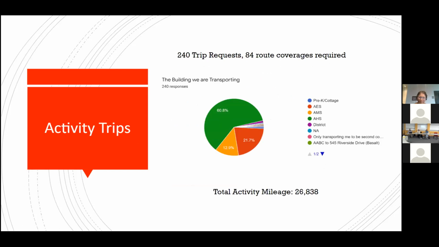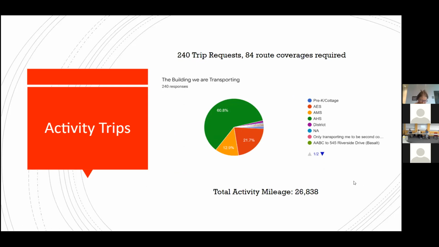Of course, here's our breakdown of our activity trips. We might think that we didn't do any activity trips. That's a little bit false. We still ran a lot of our high school athletics starting in August to make sure our teams were being competitive and getting out and actually getting that exposure and being able to compete in this very strange year.